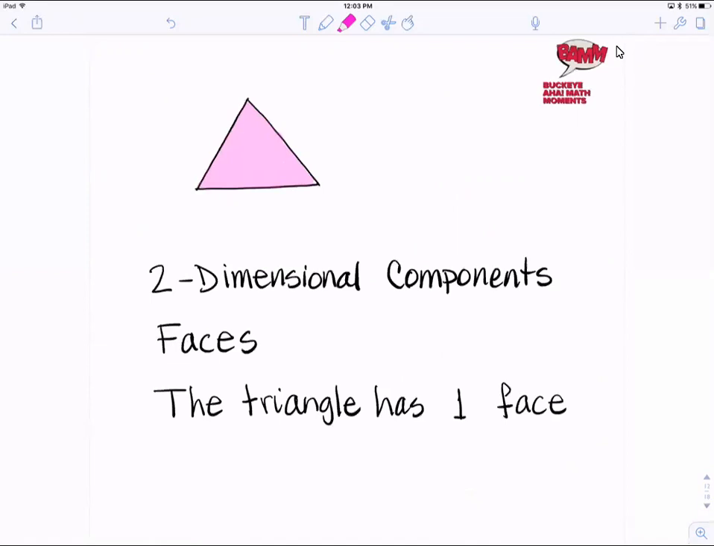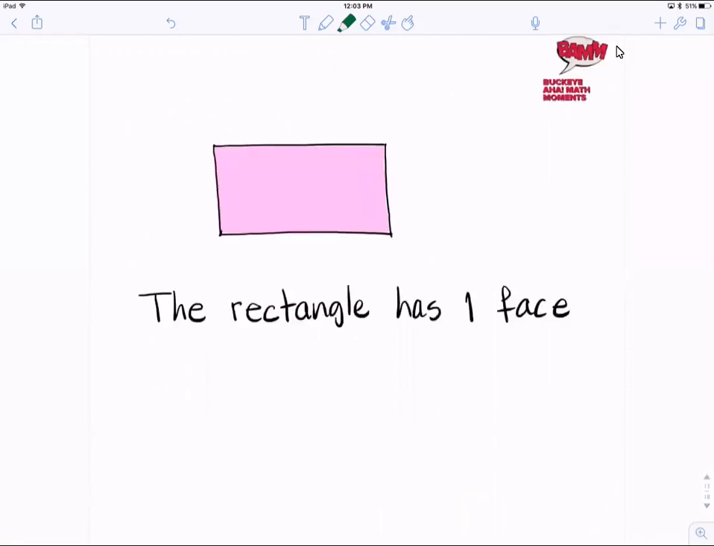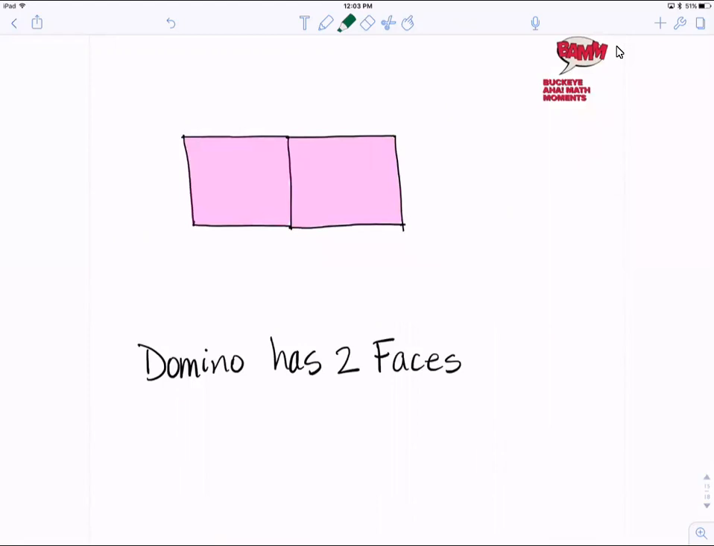The two-dimensional components are the objects that have area, also called faces. In the case of a single triangle, there is one two-dimensional component, that is, there is one face. The rectangle has one face. The domino has 1, 2 faces.